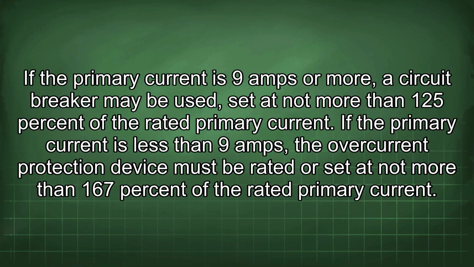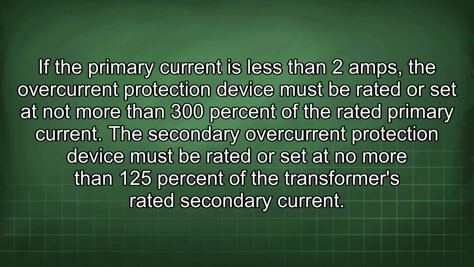If the primary current is less than 9 amps, the overcurrent protection device must be rated or set at not more than 167% of the rated primary current. If the primary current is less than 2 amps, the overcurrent protection device must be rated or set at not more than 300% of the rated primary current. The secondary overcurrent protection device must be rated or set at no more than 125% of the transformer's rated secondary current.